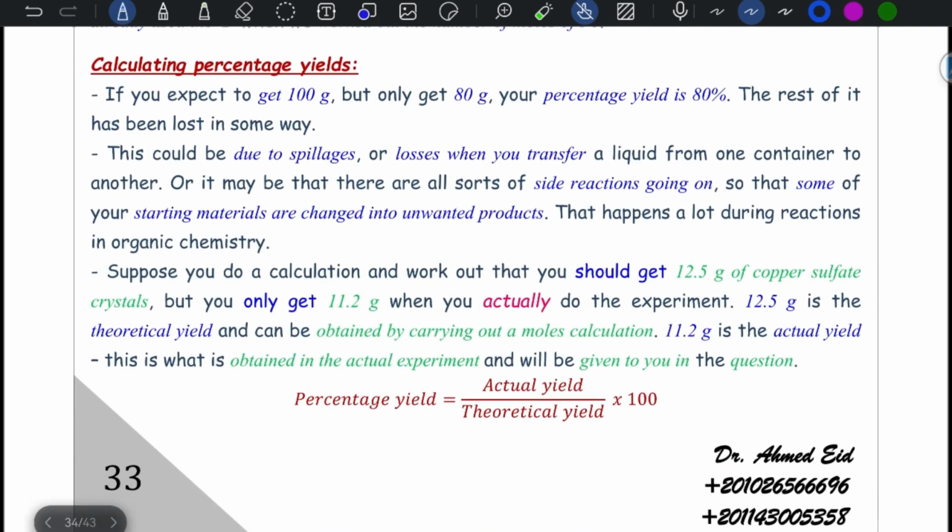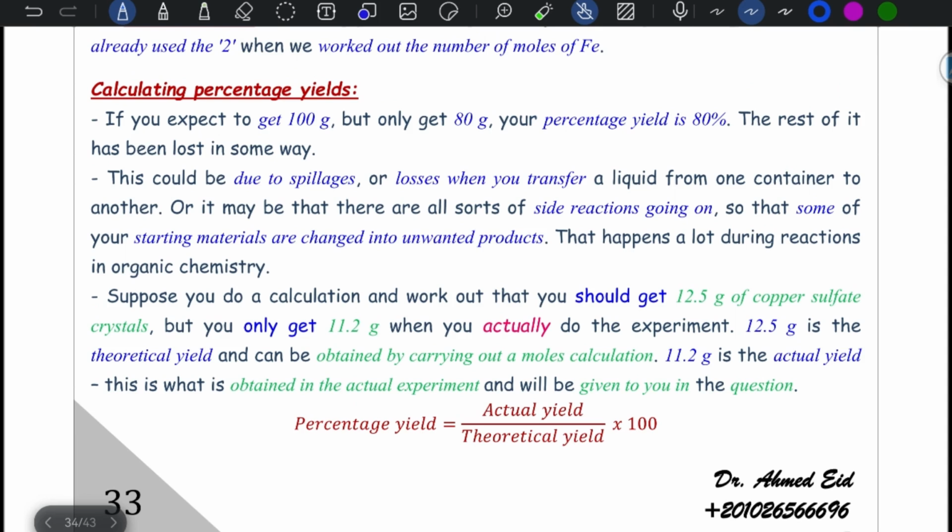Calculating the percentage yield. If you expected to get 100 grams, but you only get 80 grams, your percentage yield will be 80%. The rest has been lost in some way. We'll talk about this. This could be due to spillage, losses when transferring a liquid from one container to another, or it may be that there are side reactions producing byproducts, so that some of your starting material is changed into unwanted product. This happens during the reaction in organic chemistry.